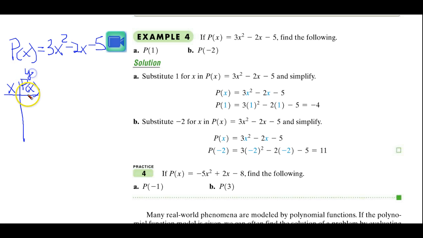Remember, this is like a y here. And they want us to find where x is going to be 1 and x is going to be negative 2. So we take the 1, put it into our function, and it ends up being negative 4. And then a negative 2 in there, being careful of the signs and doing what is in the order of operations, this will become 11. So again, we've done this before, and hopefully you can substitute, and we'll do some in our mini lecture.